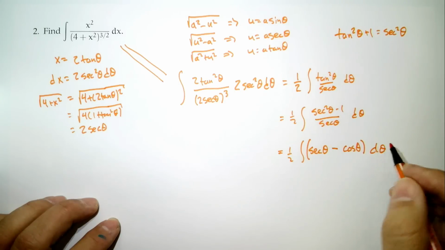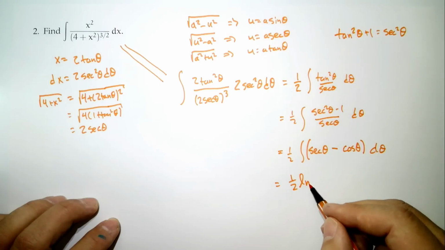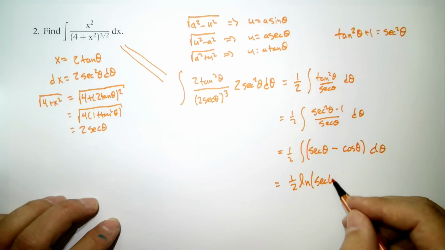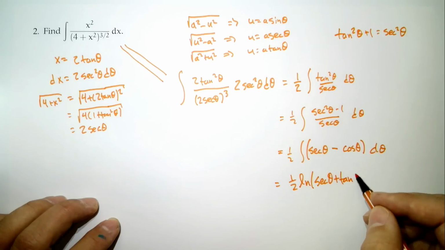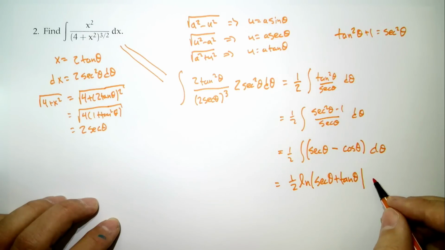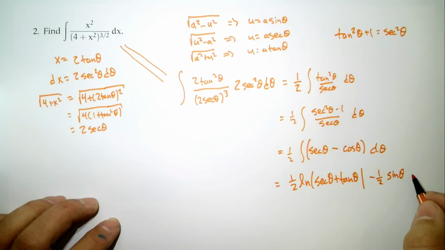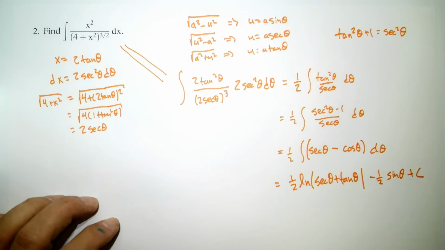Now we're in good shape, because we know the integral of secant. It's on our list of 10 integrals that we should know. So we know those 10. 1/2 log secant plus tangent, and we know the integral of cosine. The integral of cosine is positive sine, so minus 1/2 sine theta, and of course the plus c.